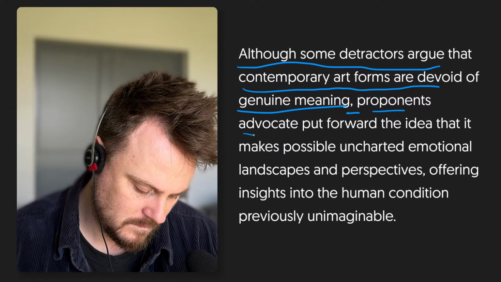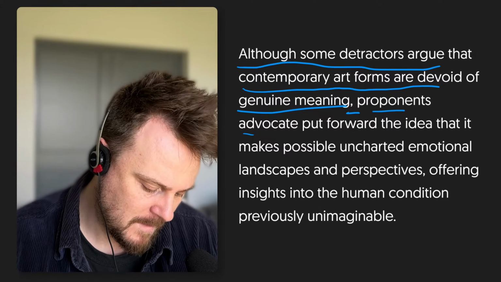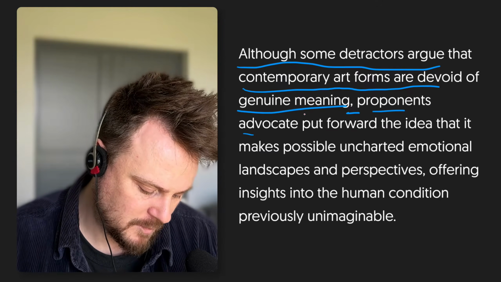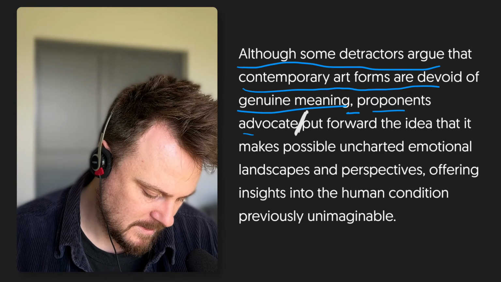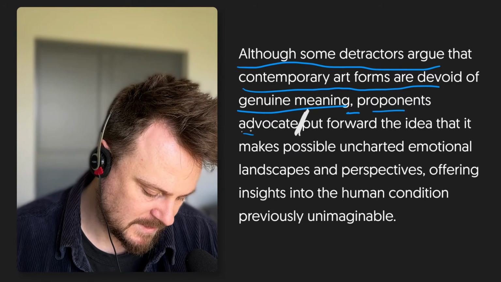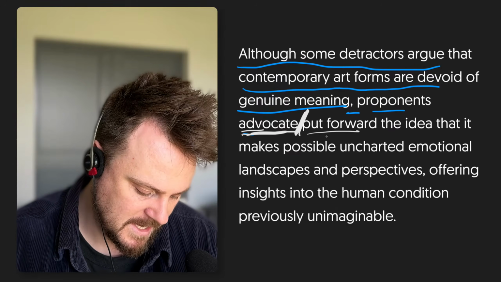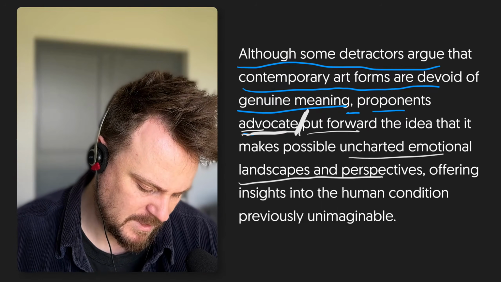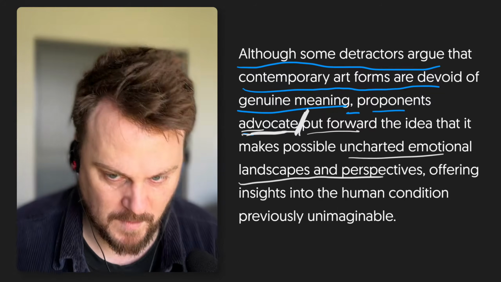Oh, I think that this shouldn't be here. Sorry. That might be my error here. I think what I meant to do is put a slash there to say advocate or put forward. We could choose advocate, put forward the idea that it makes possible uncharted emotional landscapes and perspectives, offering insights into the human condition previously unimaginable.